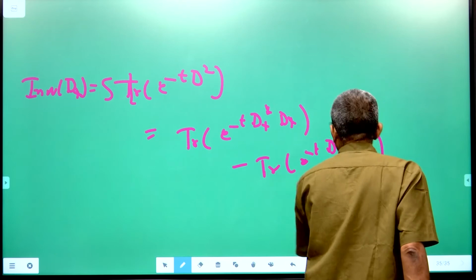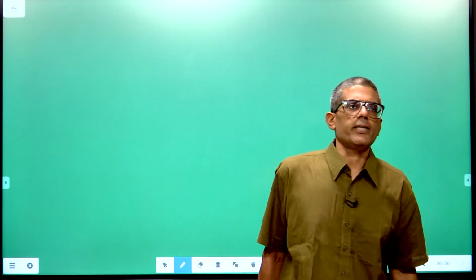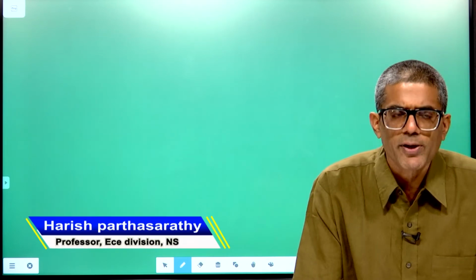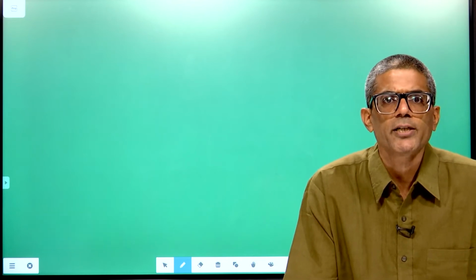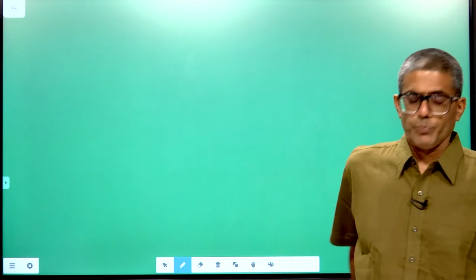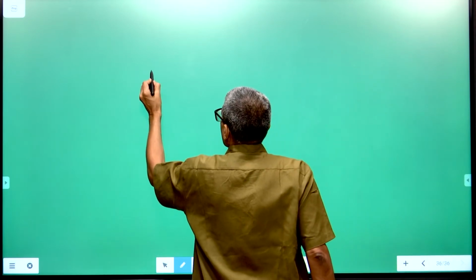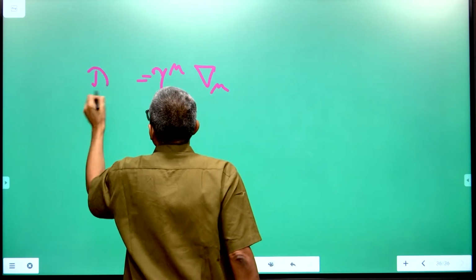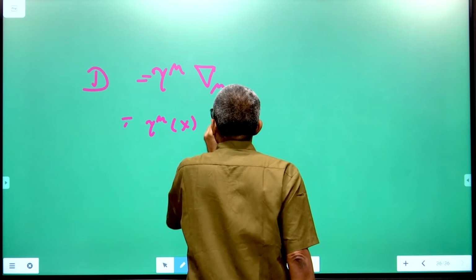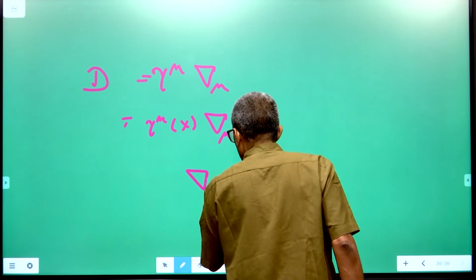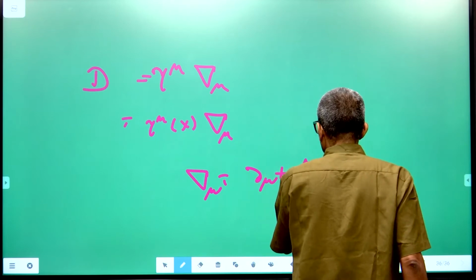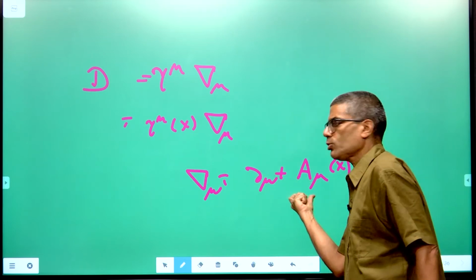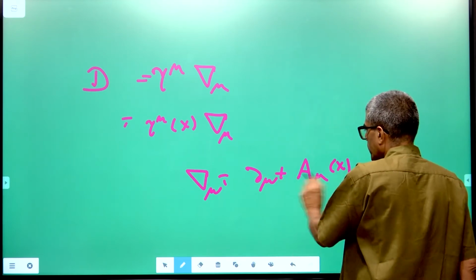To compute this index, we use what is also called the heat equation approach to the index theorem, because e^{-tD^2} is a heat kernel. It is e^{-tD^2} acting on any function psi, which will satisfy del psi by del t equal to minus D^2 psi. So it satisfies the heat equation. Let us just compute this in the case of the Dirac equation. You have here the Dirac operator D, which is the same as gamma^mu(x) del_mu, where del_mu is partial_mu plus A_mu. A_mu is just the connection; it can involve both the contributions of the Yang-Mills connection as well as the tangent bundle connection, namely the spin connection. It can involve everything.